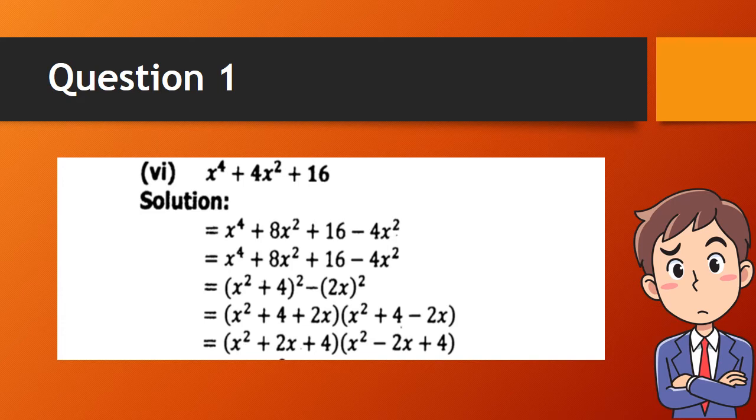So again you can see that it is completing the formula of a square minus b square. You will replace the terms accordingly. A is x square plus 4 and b is 2x.